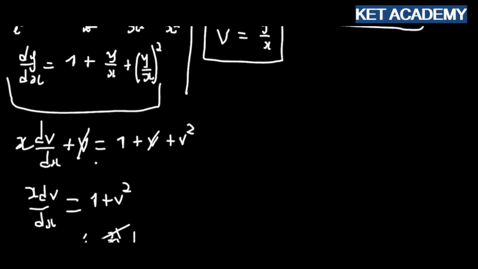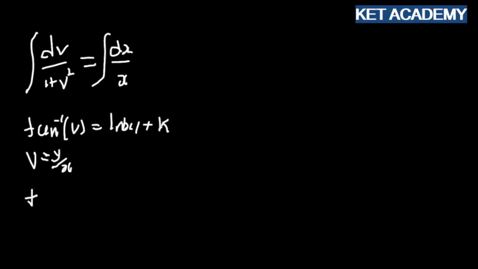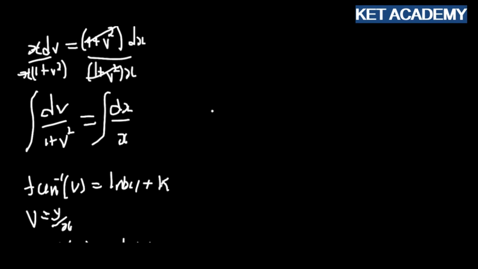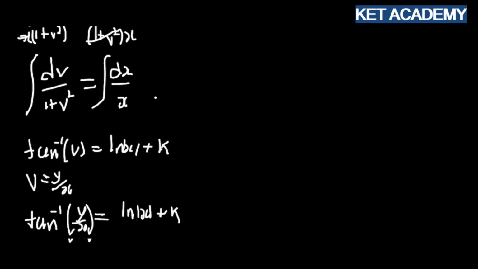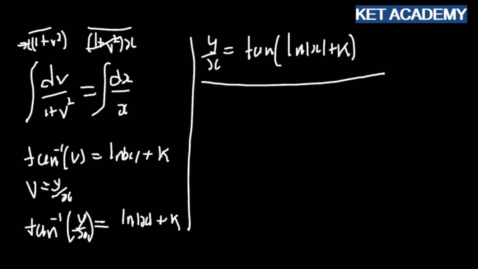We see that we have transformed our differential equation in terms of v and x, but we have to transform back. Since we know that v is y over x, we're simply going to put it here. So we have tan inverse of y over x equal to the ln of the absolute value of x plus k, so that y over x will simply be the tan of the ln of the absolute value of x plus k. If we like, we can multiply all through by x to have x tan of the ln of the absolute value of x plus k.